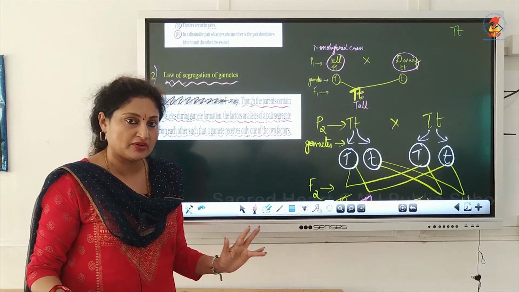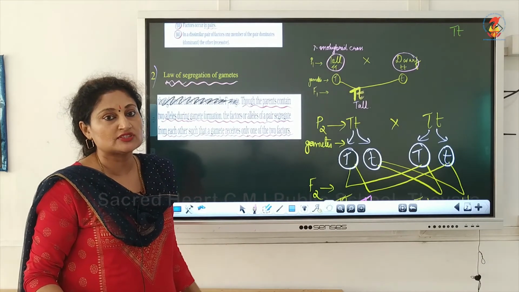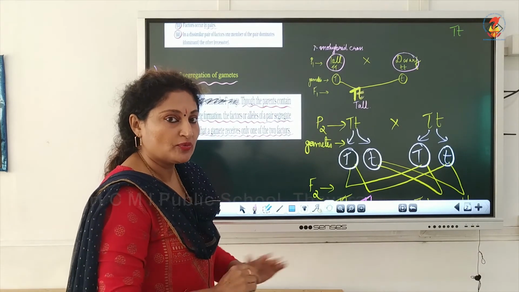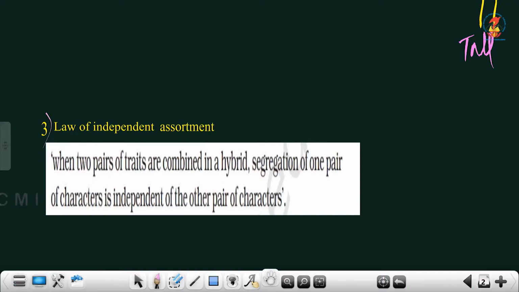You know the monohybrid ratio 3:1, and the two laws that were derived from a monohybrid cross: the first law, law of dominance, and the second law, law of segregation of gametes. Now, moving on to the third law, law of independent assortment.